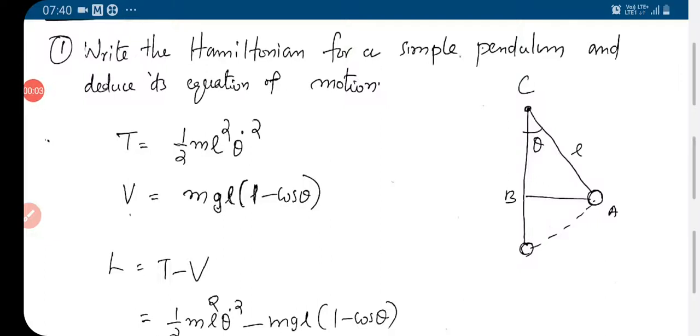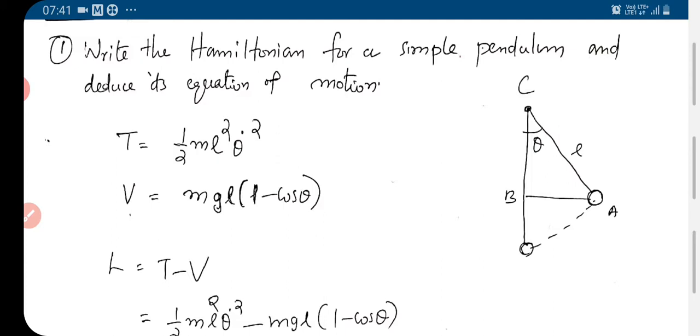Today we will see a few problems that we solve using the Hamiltonian and Hamilton's canonical equations. The problems that we are going to see are those we have solved using Lagrangian mechanics. The same problems we can solve in the Hamiltonian formulation using Hamilton's canonical equations.